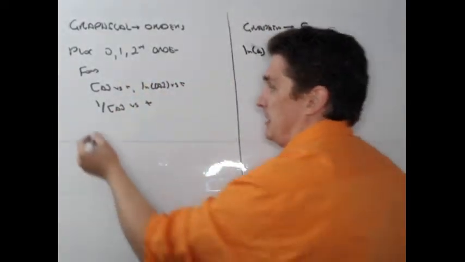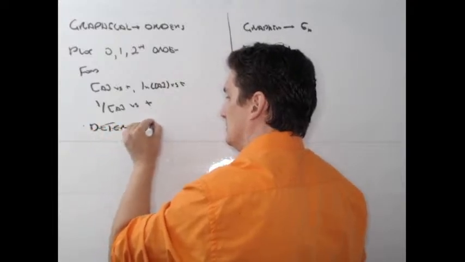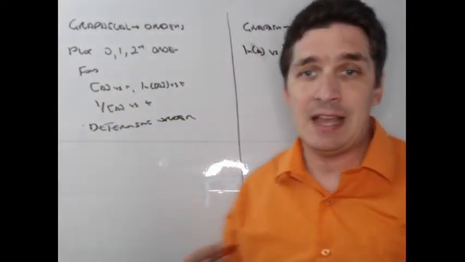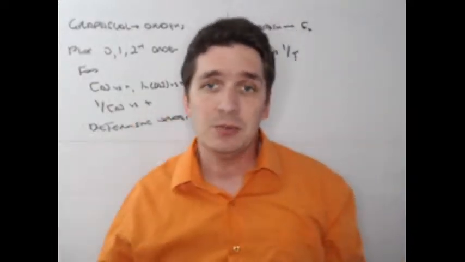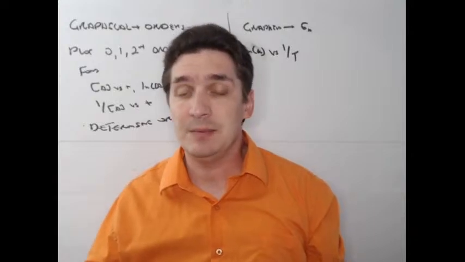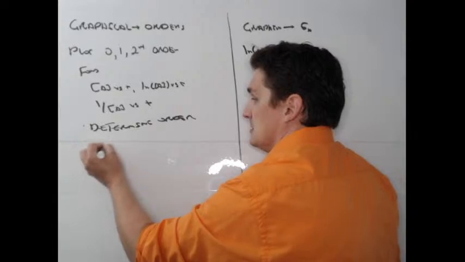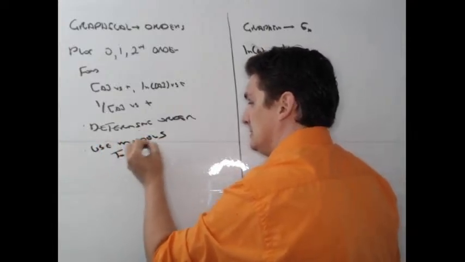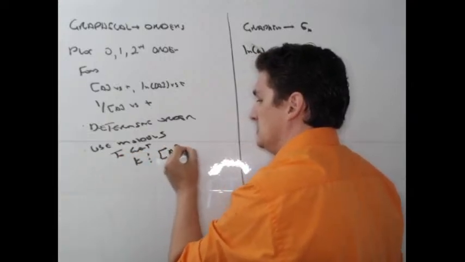And once we generate these plots, we determine the order. So whichever plot fits the best, that will tell you which order is which. If A versus time is straight, it's a 0 order. If ln of A versus time is straight, first order. If 1 over A versus time is straight, that's a second order. Once we know the order, we're going to use the models to get K and the starting concentration.